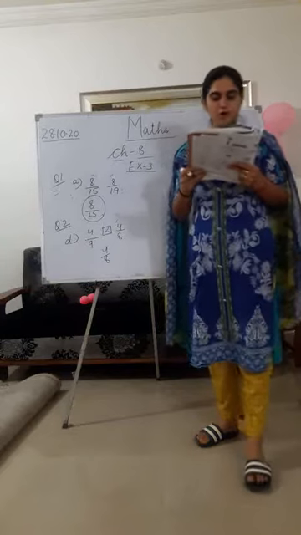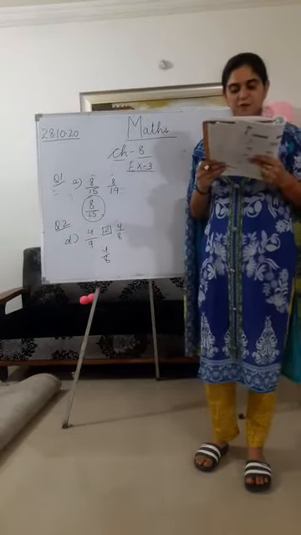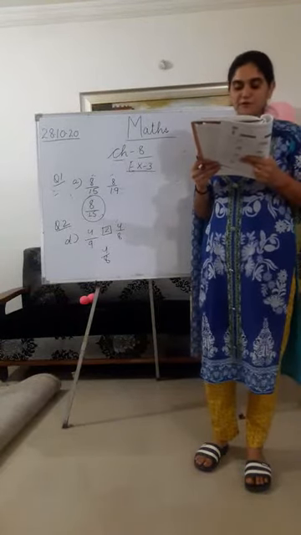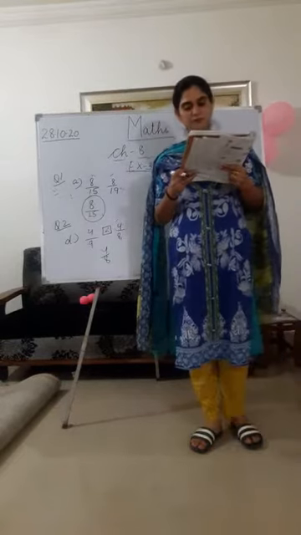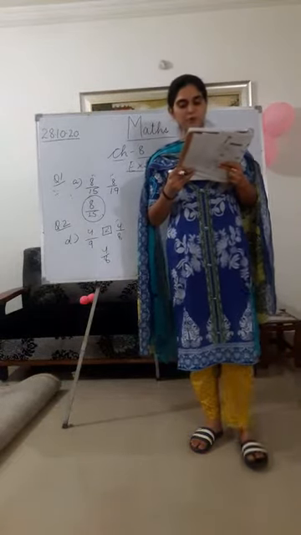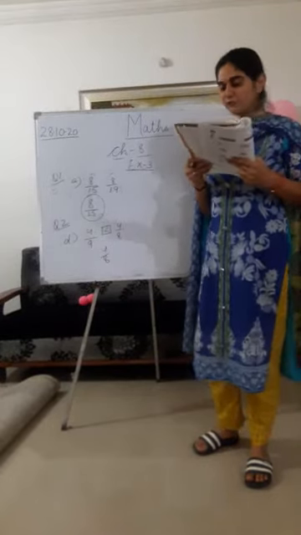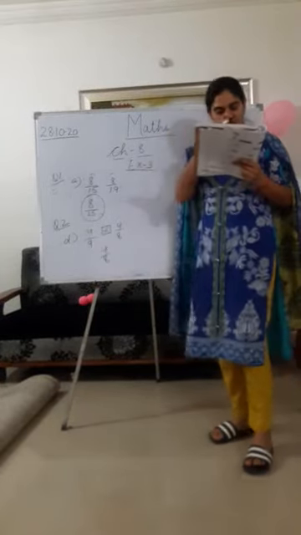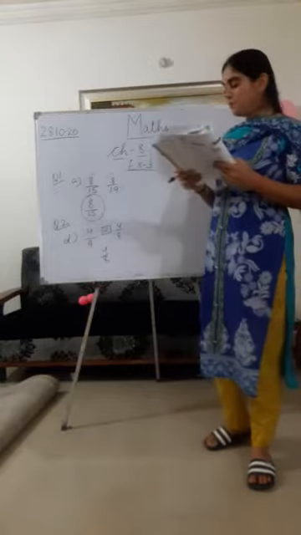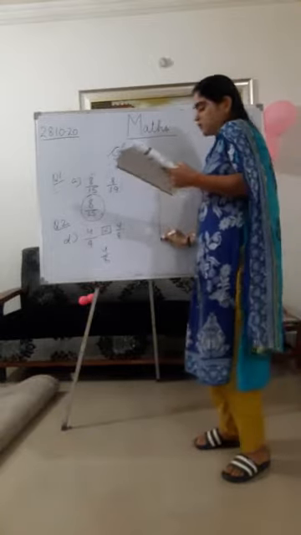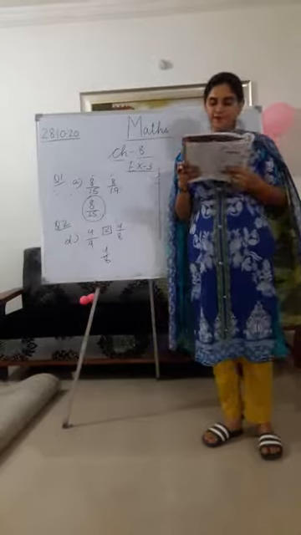Okay. Now question number 3, that is the last question. Rohit and Munaf got a cake each from their mother. Rohit ate 3 upon 8 of the cake. Munaf ate 2 by 8 of the cake. Who ate more? Here also what will we do? We will compare the fractions.